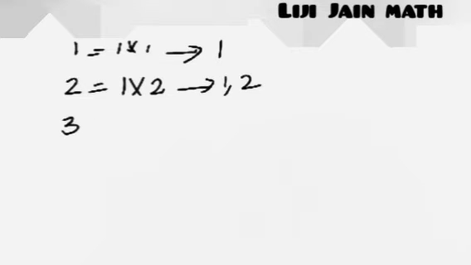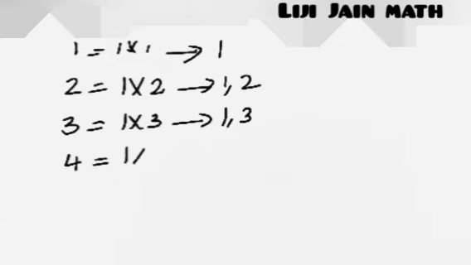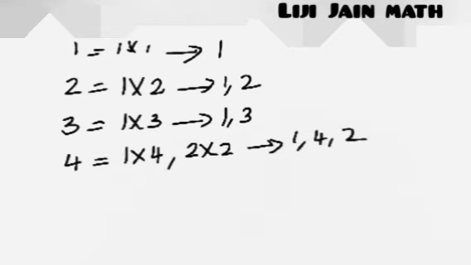What about 3? How can 3 be written as the product of two numbers? As we all know, 3 can be written as 1 into 3. Anything else? No. So 1 and 3 only are the factors of 3, isn't it? Now let's discuss the case of 4. How can 4 be written as the product of two numbers? Yes, 1 into 4. Is there any other way? Yes, 2 into 2. So the factors of 4 are 1, 4, 2. 4 has 3 factors. All this has been discussed in our previous class, I think.